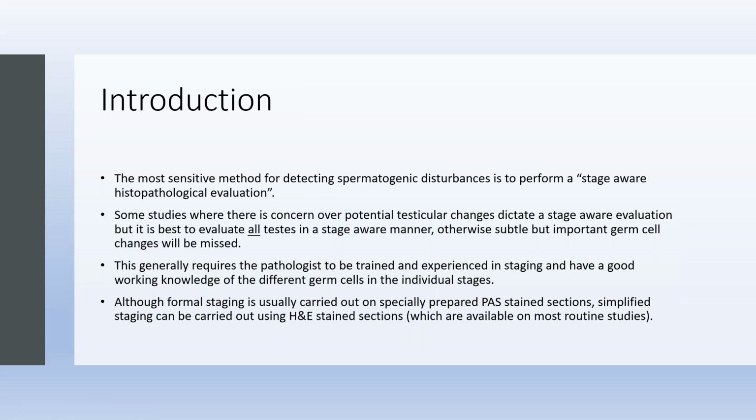So this generally requires that the pathologist be trained and experienced in staging, but also have a good working knowledge of the different germ cells that are in the individual stages so that they can identify when there's depletion or abnormalities there. And although formal staging is usually carried out on specially prepared PAS stained sections, a simplified method of staging can be carried out quite easily on H&E stain sections. And of course, those are available in most routine studies.